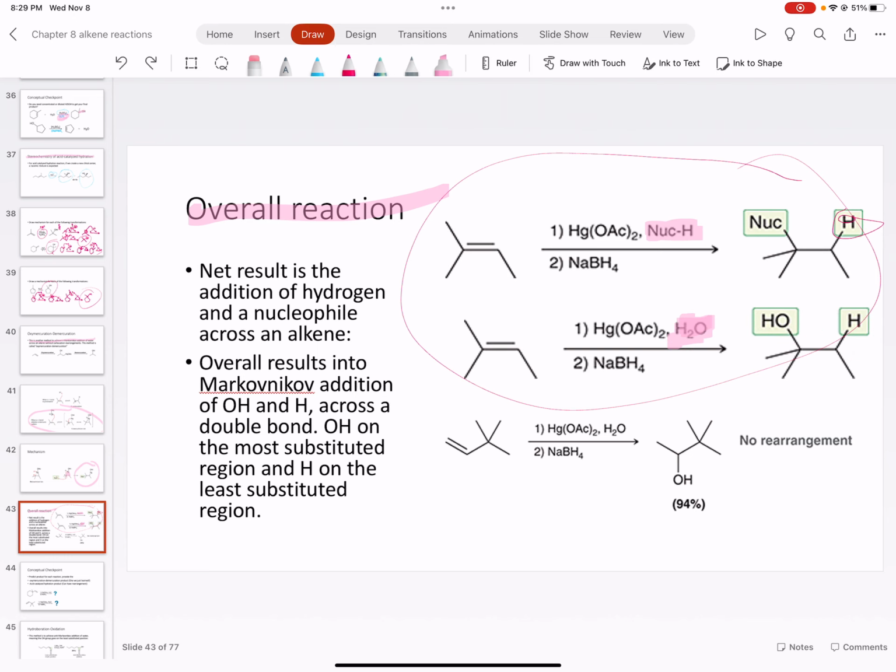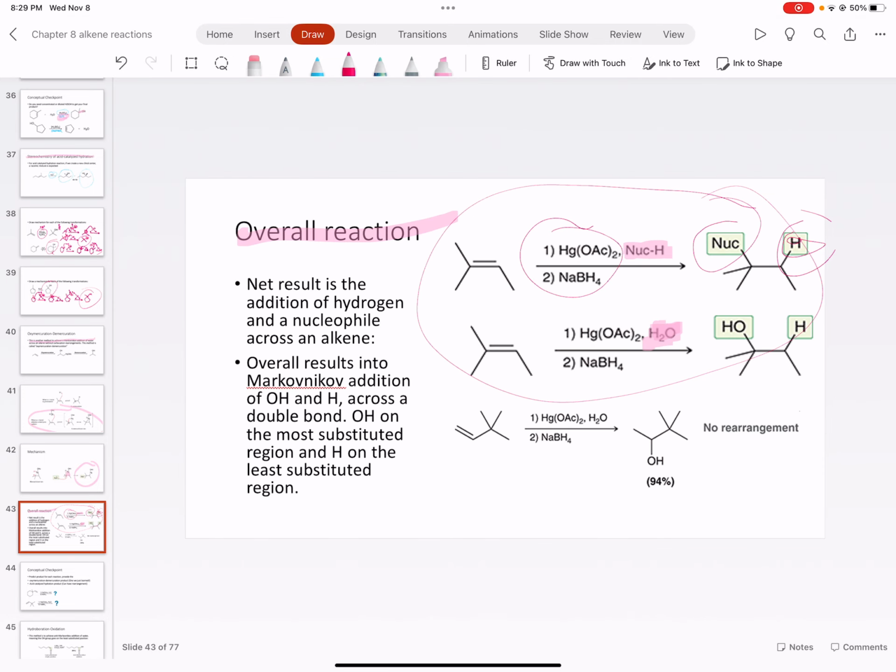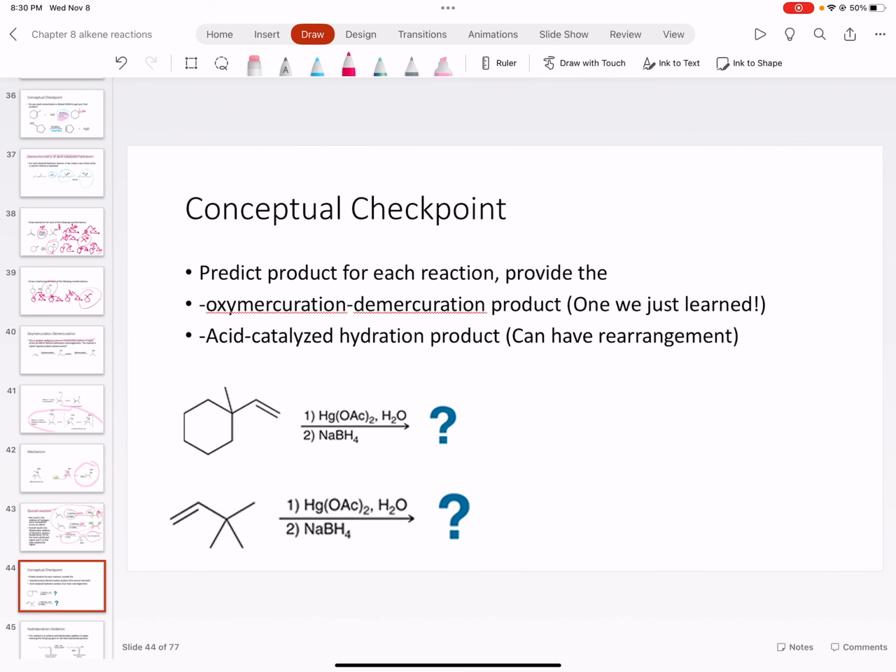So when you get this reagent, you will get your nucleophile on the more substituted and then hydrogen on the least substituted. And there will be no rearrangements. So when you get those reagents, OH or your nucleophile on the more substituted, hydrogen on the least substituted, and you have to keep in mind that there will be no carbocation rearrangements.